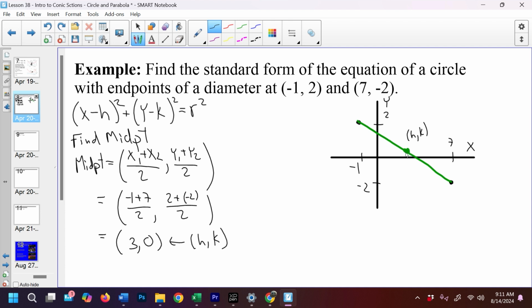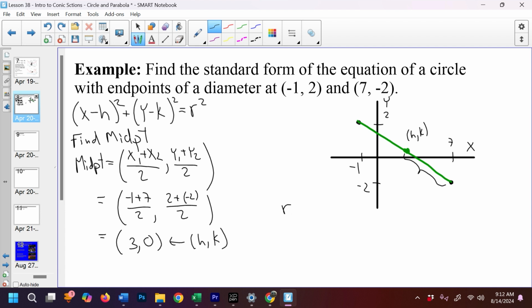Now that I have found the center, I need to find a radius. The radius is either this distance there or the distance from (h, k) to this point there. It does not matter which one you choose. And so what I'm going to do is find the distance between these 2 points, and that will be my radius.